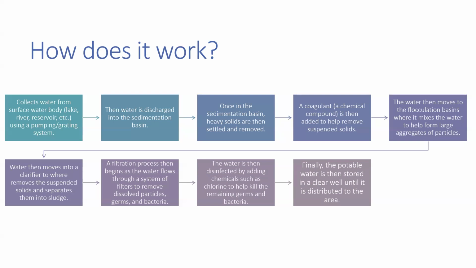A filtration process then begins as the water flows through a system of filters to remove dissolved particles, germs, and bacteria. The water is then disinfected by adding chemicals such as chlorine to help kill the remaining germs and bacteria. Finally, the potable water is stored in a clear well until it's distributed later.